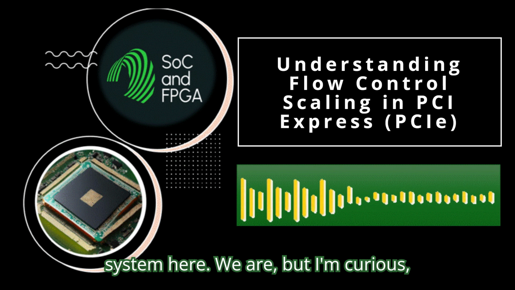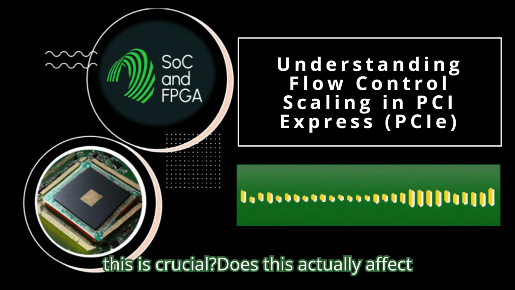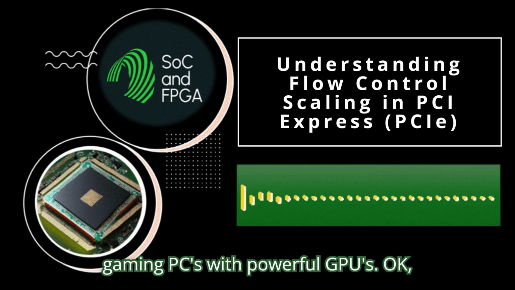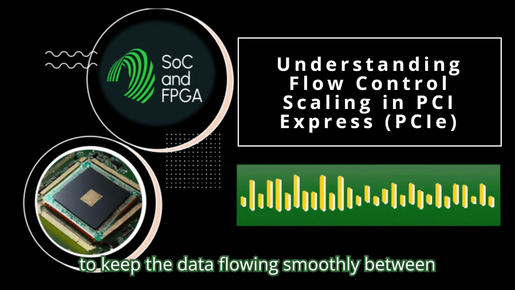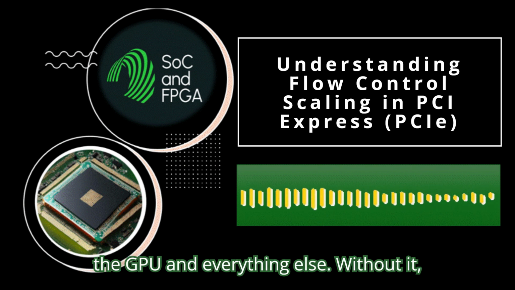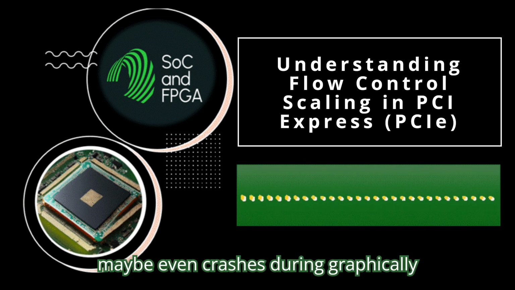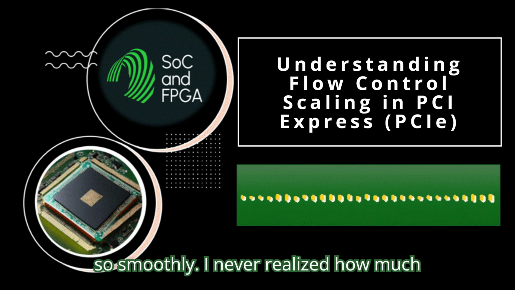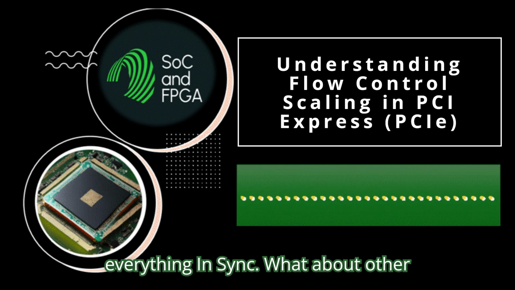We are. But I'm curious, what are some real-world examples where this is crucial? Does this actually affect me as a user? Oh, absolutely. Think about gaming PCs with powerful GPUs. Okay. They really rely on flow control scaling to keep the data flowing smoothly between the GPU and everything else. Without it, you would experience lag, stuttering, maybe even crashes during graphically intense games. So that's why my games run so smoothly. I never realized how much was going on behind the scenes to keep everything in sync. What about other examples?